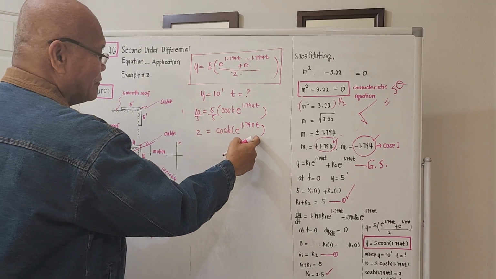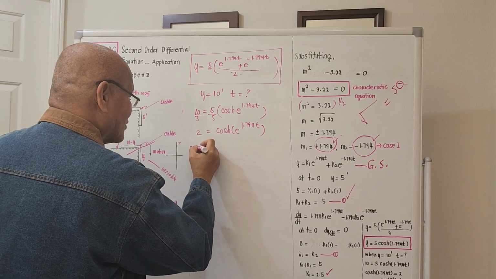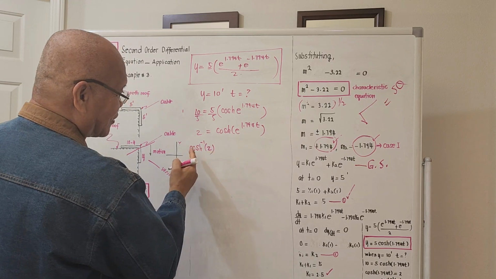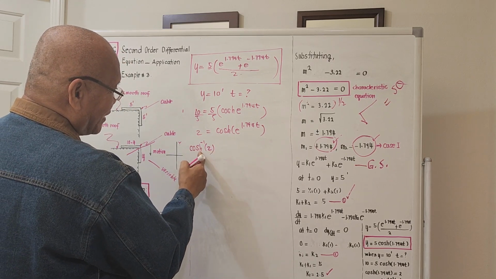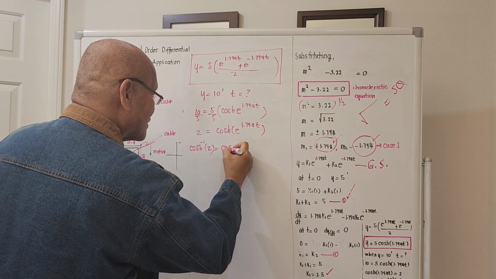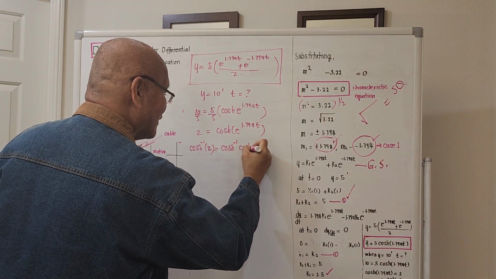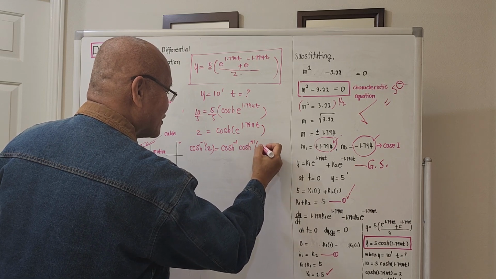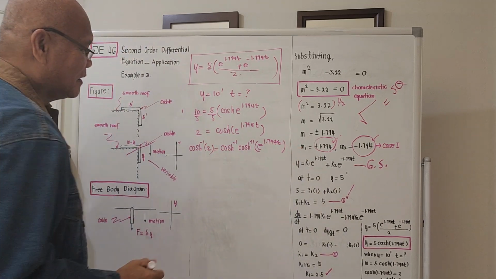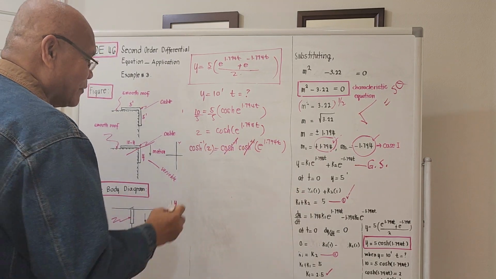To compute for time, we have to eliminate this hyperbolic cosine. Taking the inverse hyperbolic cosine of the left-hand side, it is written like this: hyperbolic cosine to the negative 1 of 2 equal to hyperbolic cosine to the negative 1 of hyperbolic cosine of 1.794t. This is minus, this is plus, they cancel out.